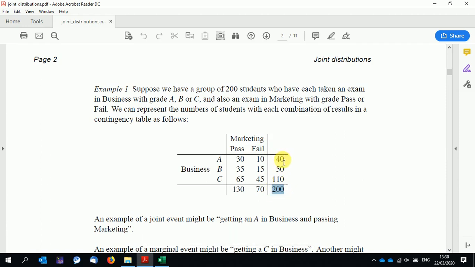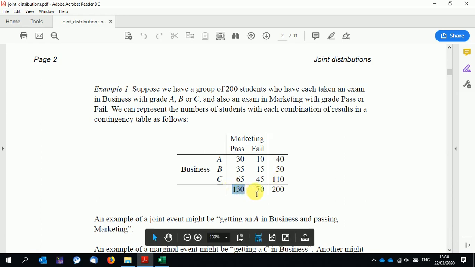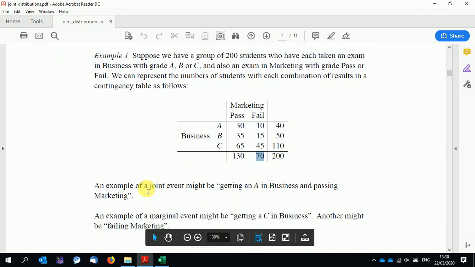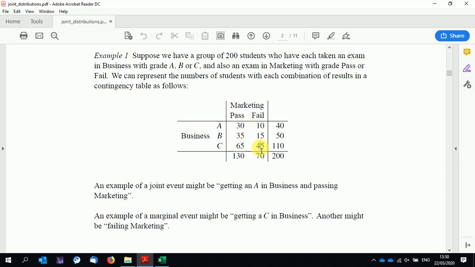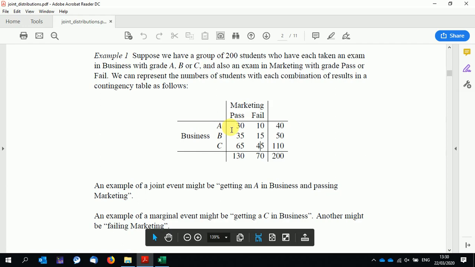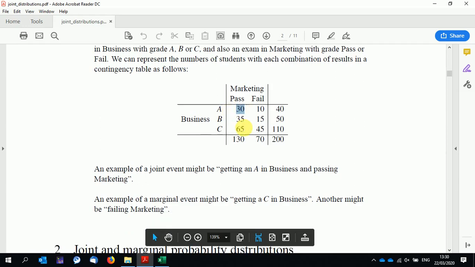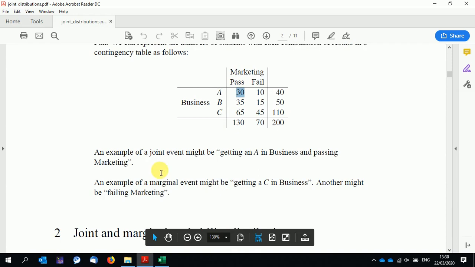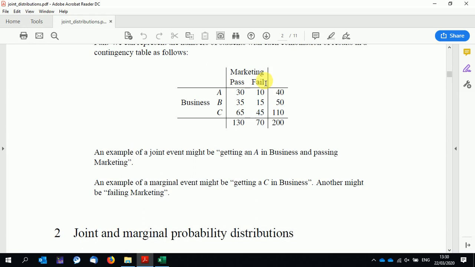It can be obtained by doing 40 plus 50 plus 110, and it can be obtained also by doing 130 plus 70. So an example of joint events would be here: 30, 10, 35, 15, 65, and 45, where they come from. So for example, getting an A in business and passing marketing, that would be 30. Another example could be getting, for example, a C in business and failing marketing. Those six numbers would define the joint events.